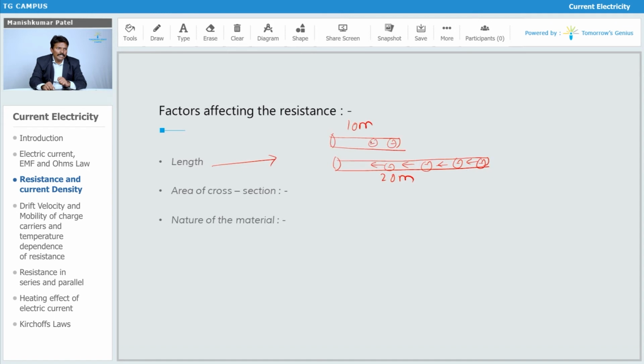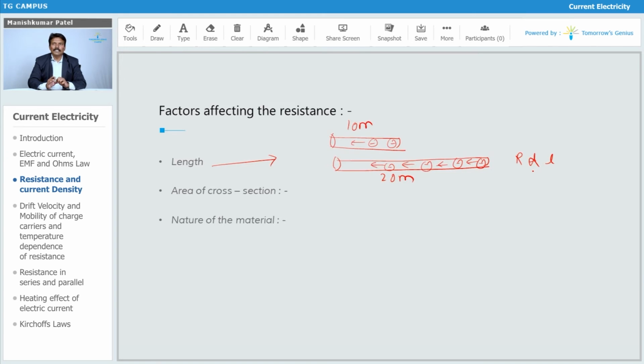So definitely there are more collisions in the second case as compared to the first, because of which the resistance of that wire also gets increased. So we can say that resistance is proportional to L. The more the length, the longer the wire, the more will be the resistance. This is about the length of the wire. If length is more, the resistance is also more.